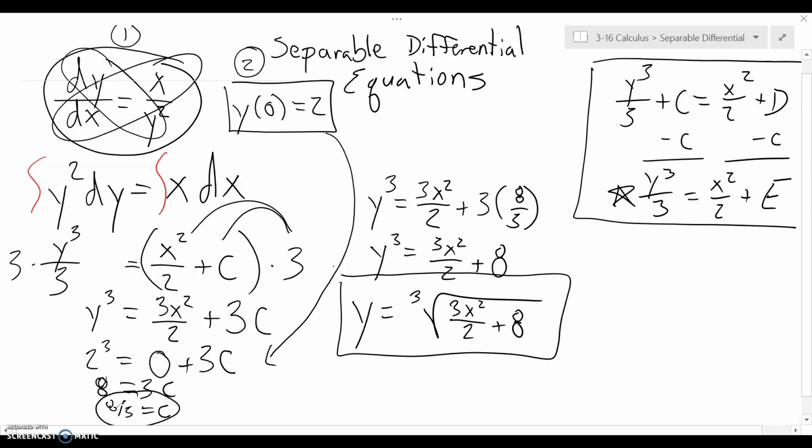For it to work, you need an initial condition, otherwise you wouldn't have been able to solve for c. And then you need a separable differential equation, an equation that when you do this cross multiplication, you get all the y's grouped with the dy, and you get all the x's grouped with the dx.